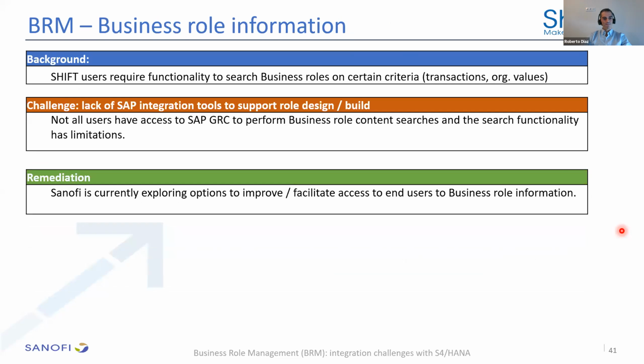What else? We are also missing capabilities on business role information. Our end users should be able to search which business role has what transaction. Normally end users don't have access to GRC Access Control; it's only a few users in the organization. So we are missing this functionality. Today, there are some options that we are currently exploring.